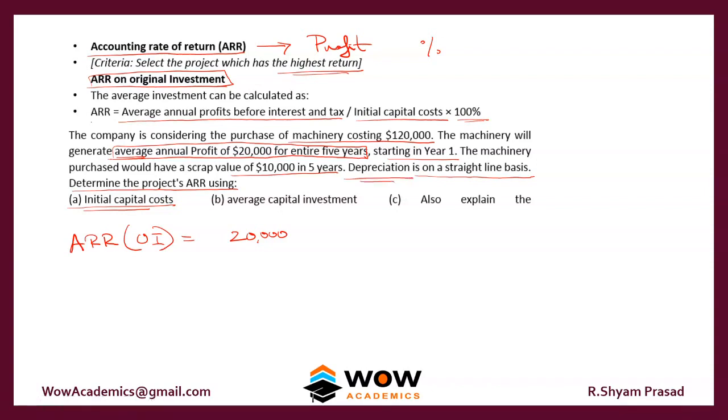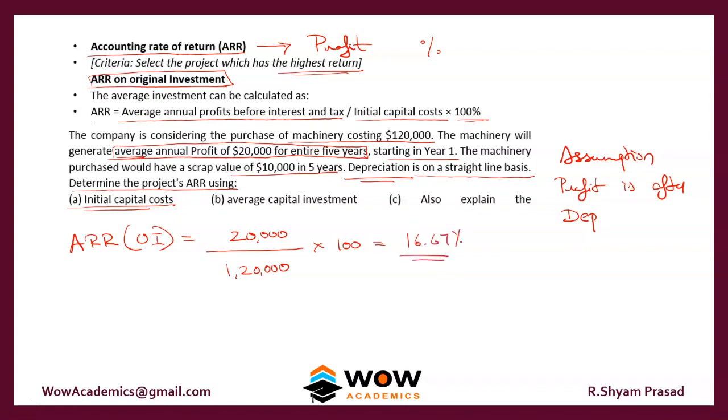The question has given you depreciation, but we can make an assumption. The assumption is that the profit is after the depreciation. So this 20,000 has considered the depreciation, and we have got the profit. 20,000 is our average annual profit for 5 years. The denominator would be the total investment in the project, so that comes to 1,20,000. Into 100, we'll get the answer. The answer would come to 16.67 percent. This assumption is based on the profit having already deducted the depreciation. If that is the case, this would be the answer.